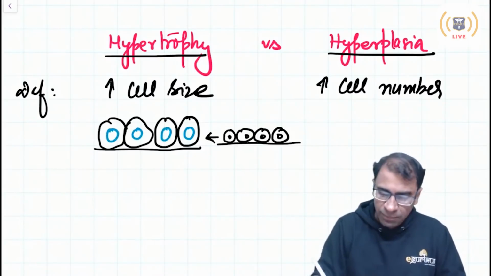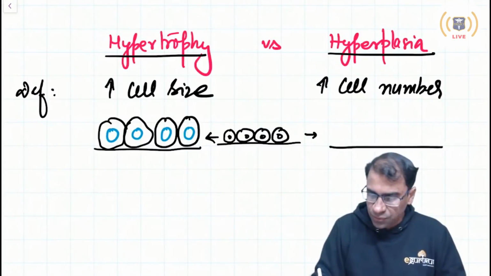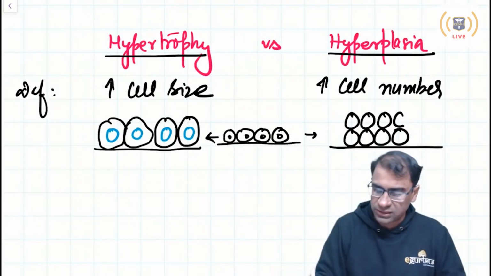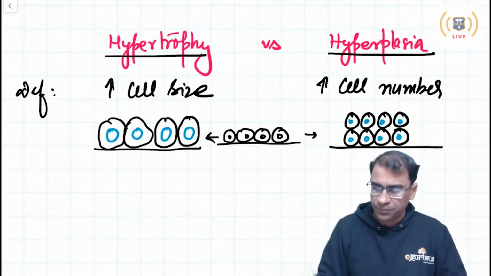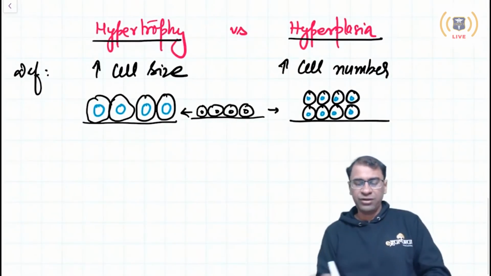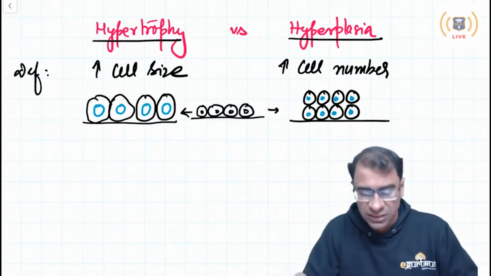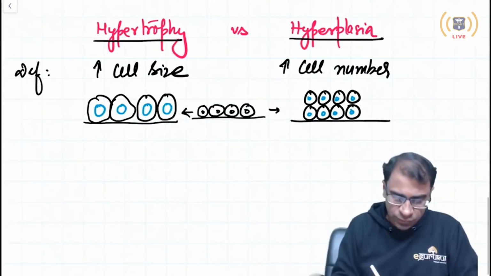But when I talk about hyperplasia, what will happen? The cells will again be normally arranged with the same size, but the number will increase. Normal arrangement, but the number will increase, and this will be called hyperplasia. Simple difference between hypertrophy and hyperplasia. Very simple way to understand this. Next to understand is, why does it happen? That means, what is the stimulus?